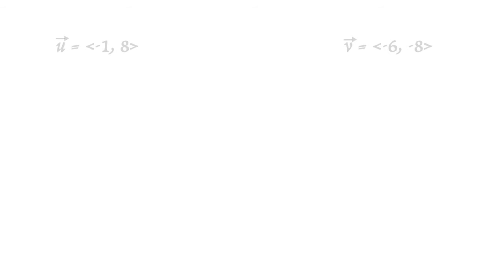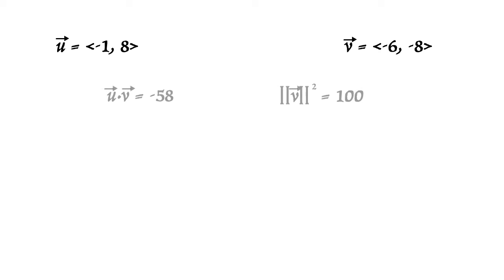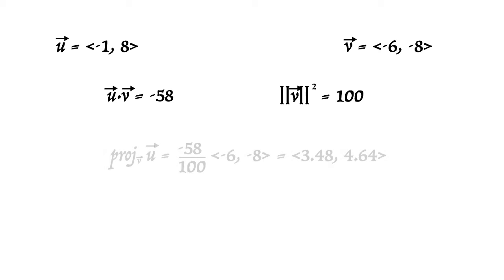As an example, let's suppose u is equal to -1, 8, and v is equal to -6, -8. You can check for yourself that the dot product of u and v is -58, and the magnitude of v squared is 100. Then the projection of u onto v is given by -58 over 100 times -6, -8, or the vector 3.48, 4.64.